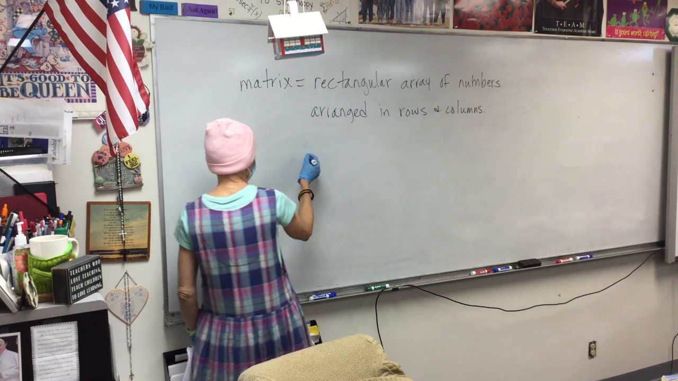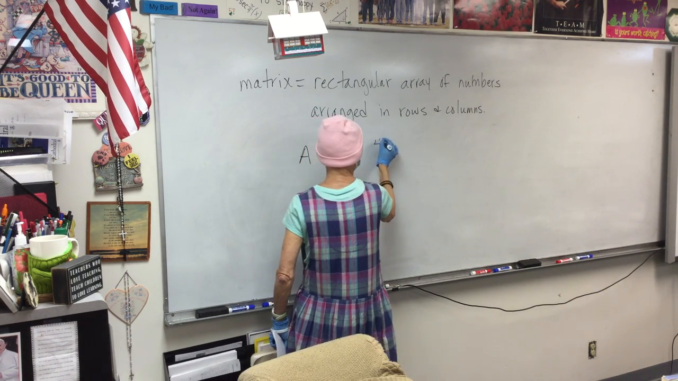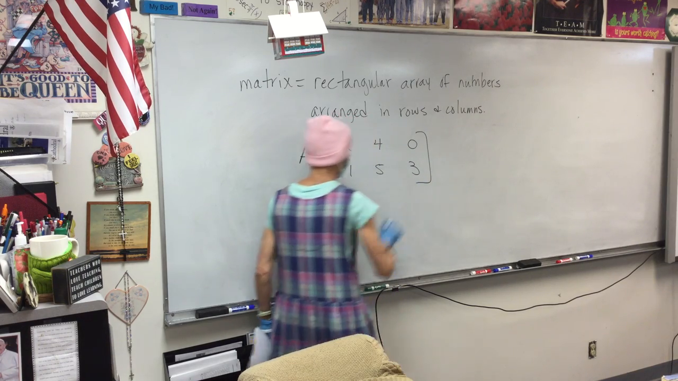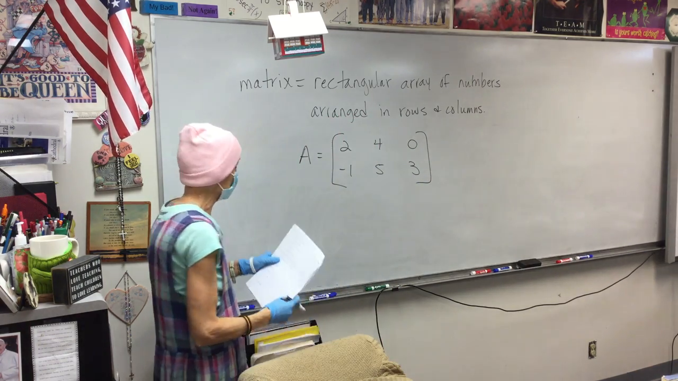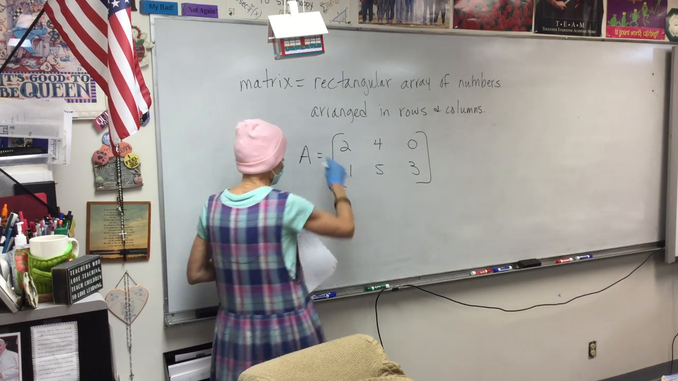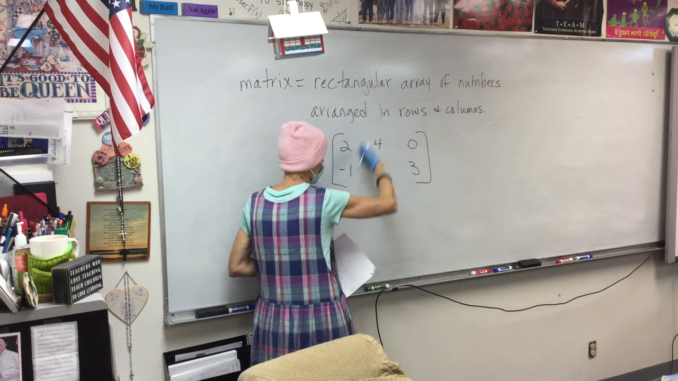Give you an example. There's an example. You see how it's a rectangle? And it has rows and columns.